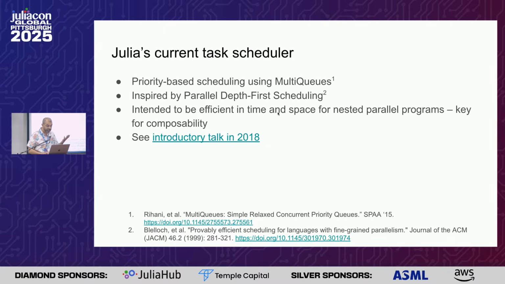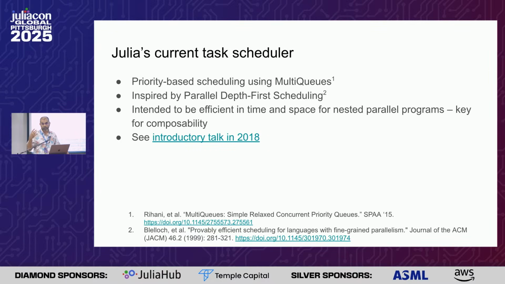it was inspired by parallel depth first scheduling, which is an approach that is provably cache efficient for parallel code. And as it says here, it was intended to be efficient in time and space, specifically for nested parallel programs, because one of Julia's key advantages is composability, where you can take different packages that are not even necessarily aware of each other and have them work together.